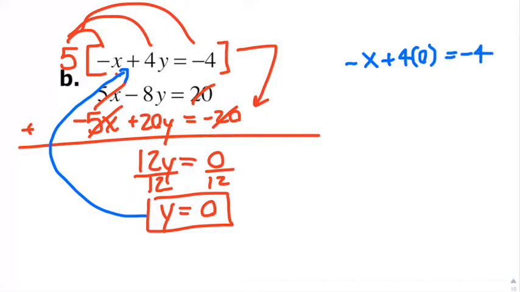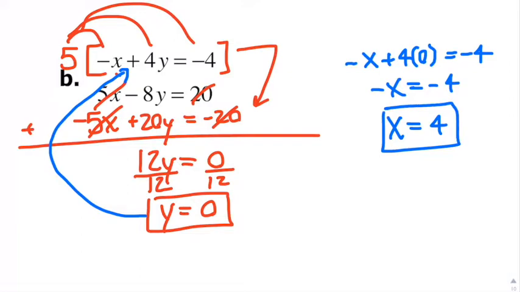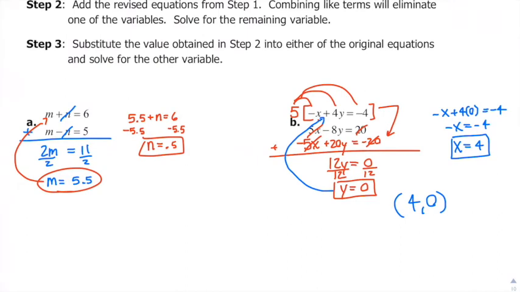Okay, and then after that, 4 times 0, anything times 0 is 0. So that's basically negative x is equal to negative 4. And then divide both sides by negative 1, which would change your signs, and x is positive 4. And then if that was on a graph, we could write that as an ordered pair (4, 0). And then there you go.